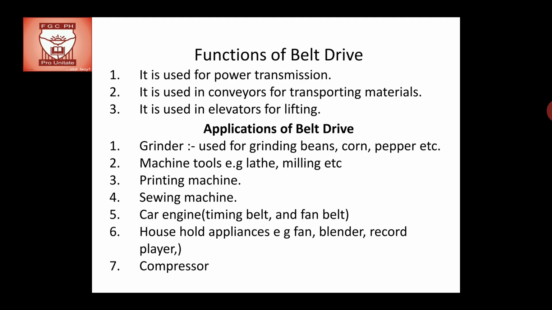Now these things can also be seen in some machine tools in workshop, such as lathe machine, milling machine, drilling machine. These machines also have belt drive. 3rd one, printing machine. The 4th, sewing machine. In the sewing machine it is also well exposed. You see the belt of the sewing machine, most especially the hand sewing machine. Then 5, car engine. If you open the bonnet, you see belts in the engine. You see fan belt, you see timing belt. These are 2 belts you see in car engine.